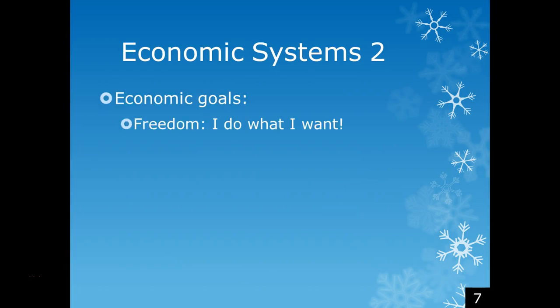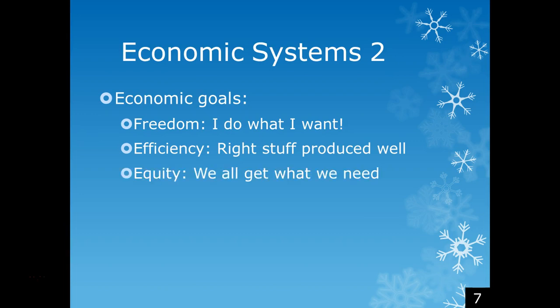There are 6 economic goals. Economic freedom means that people get to do what they want with their resources. I don't get taxed very much, so I can spend what I want on what I want, and I can start businesses with no or little regulation. Economic efficiency means that the right stuff is produced without much waste. And that just means, is the economy producing the things that people actually want, and is it using all of its resources well? Equity means everyone gets what they need.